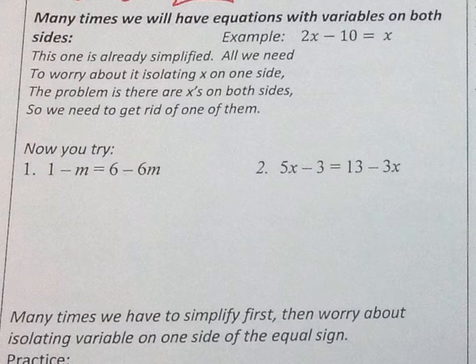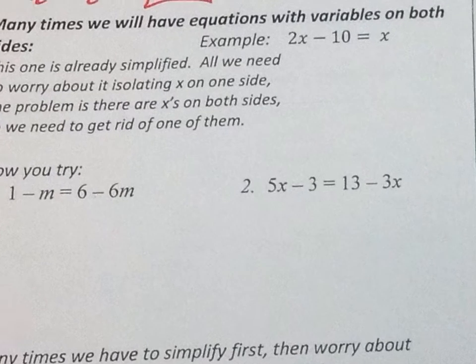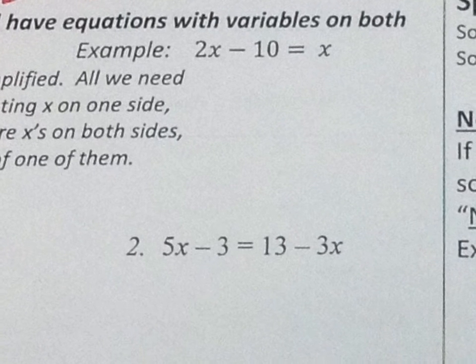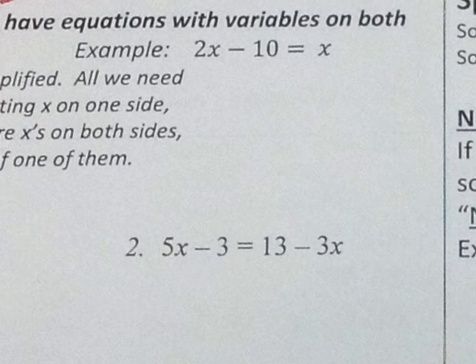So we're solving this equation. It has variables on both sides. Your goal is to get x by itself on one side, but in this case, you have an x on the left side of the equal sign and on the right side of the equal sign. So what are we going to do? We're going to get rid of one of the x's.